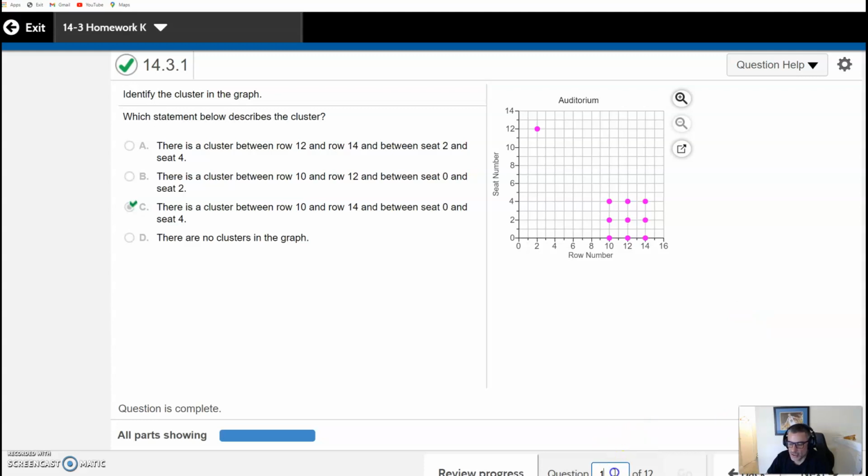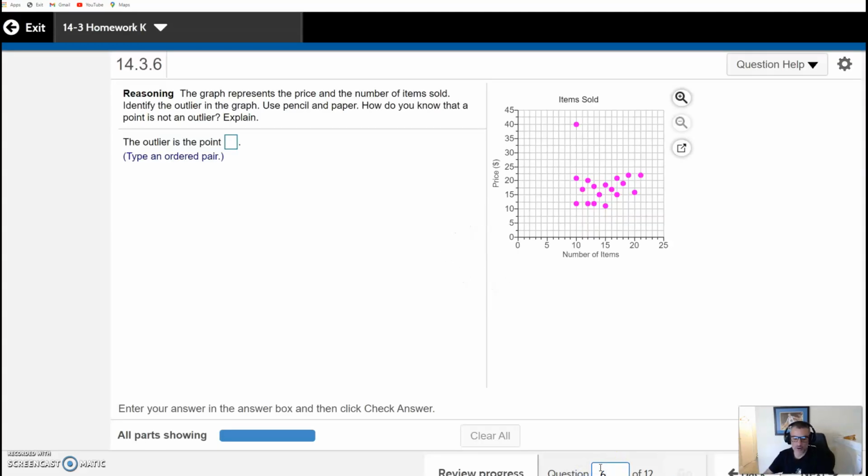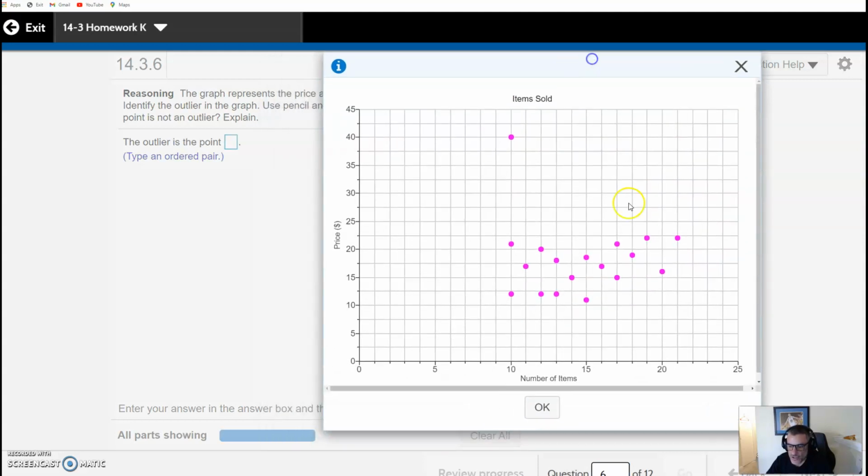Let's look at number 6. I'm going to skip to number 6. We're talking about an outlier. So in this graph, it represents the price and number of items sold. All right. So I'll zoom in on this graph. So on the x-axis, we're measuring the number of items. So again, I'm just going to pick a point here. I'm going to pick this point right here.